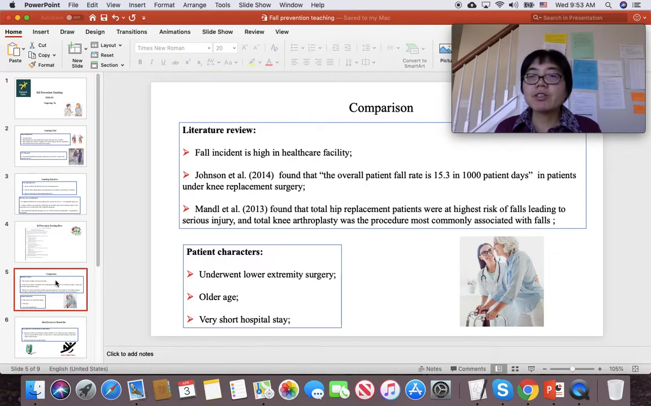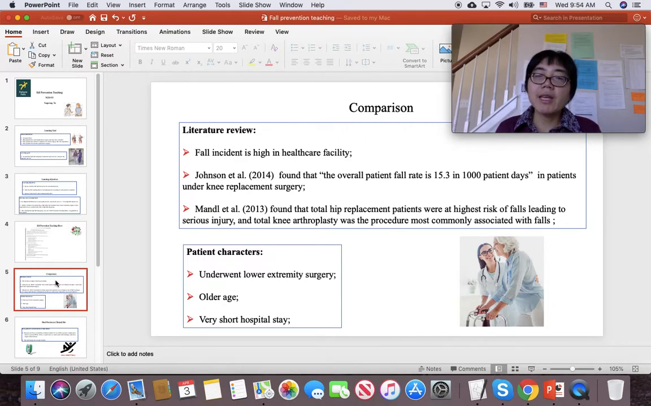Another research reported that among the joint replacement surgery patients, hip replacement patients have a high risk of falls leading to severe injury. And the total knee replacement surgery group of patients have the highest fall rates.